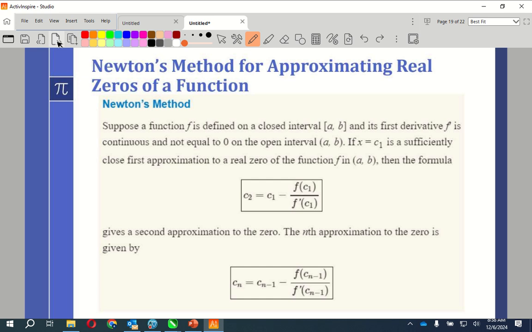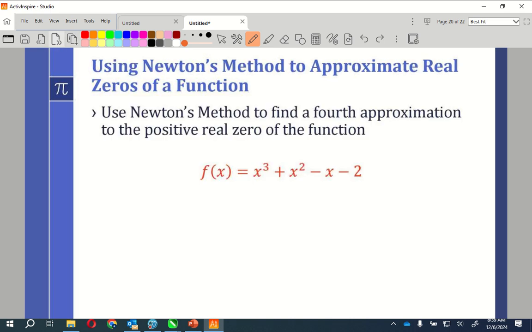So, let's see if I could actually do this one here. Use Newton's method to find the fourth approximation to the positive real zero of the function. That means that my values are going to go from negative to positive in an interval. I've got to find what that interval is first. Where is it changing from negative to positive?